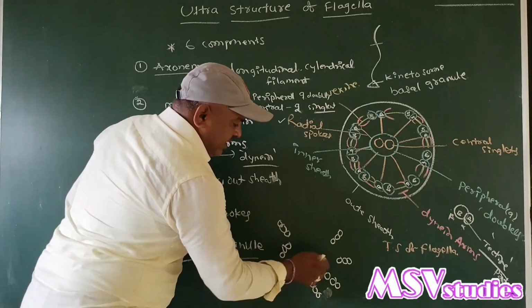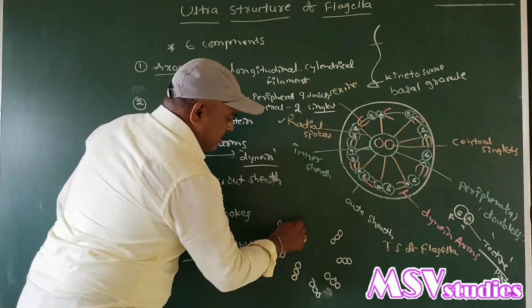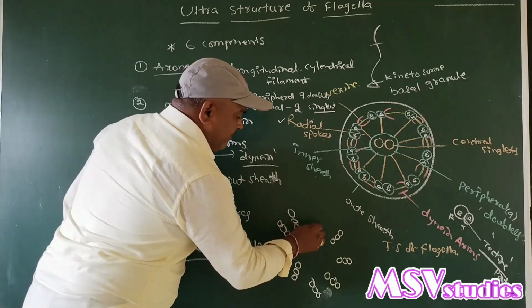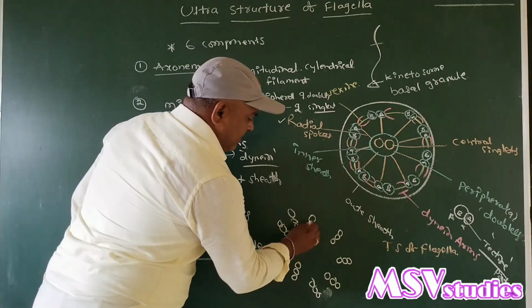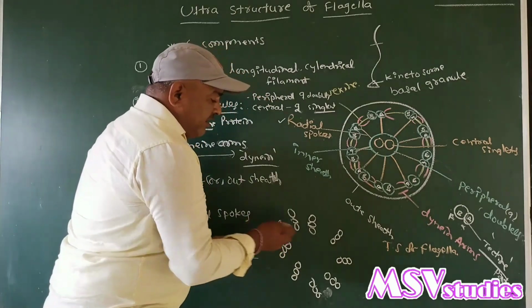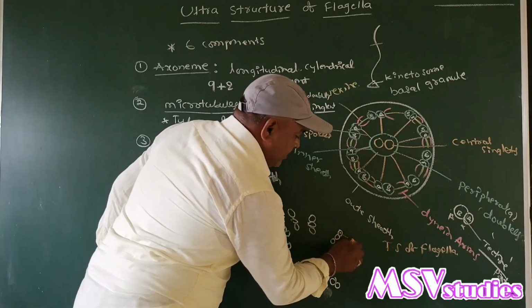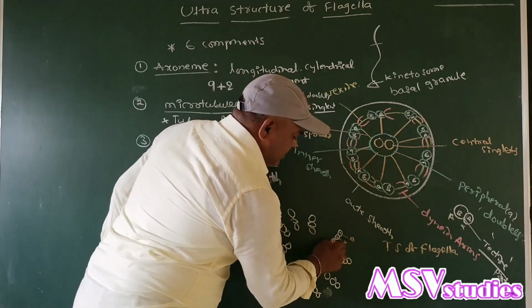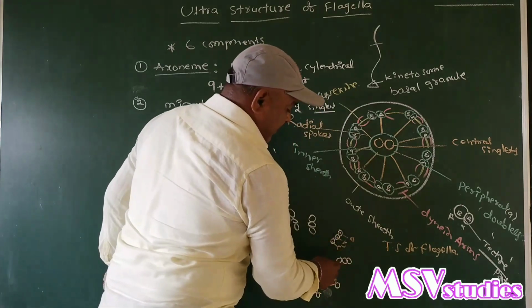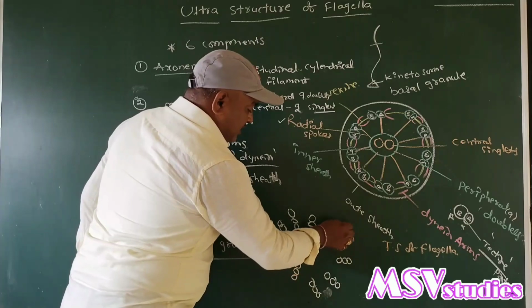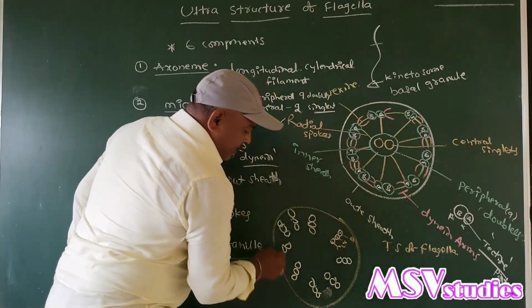The basal granulae consist of 3 peripheral microtubules. The peripheral microtubules are A, B, C. It is covered with plasma membrane.